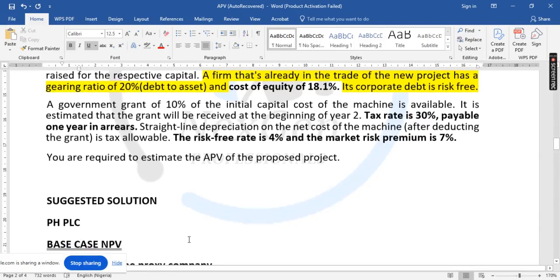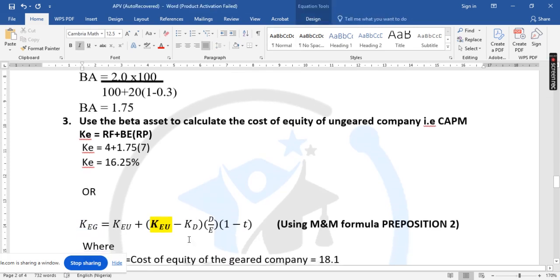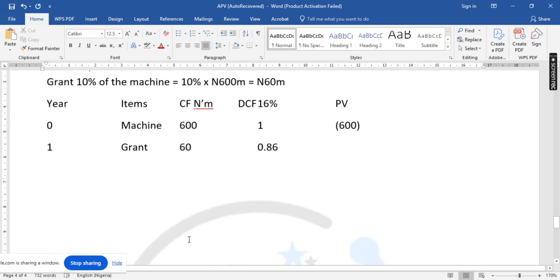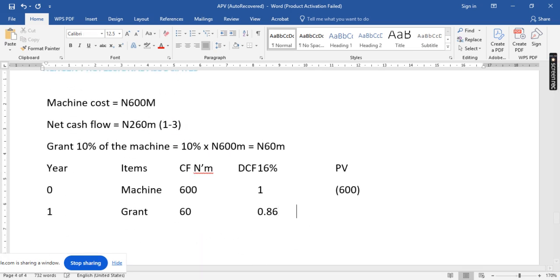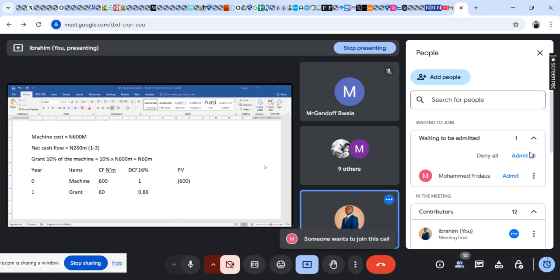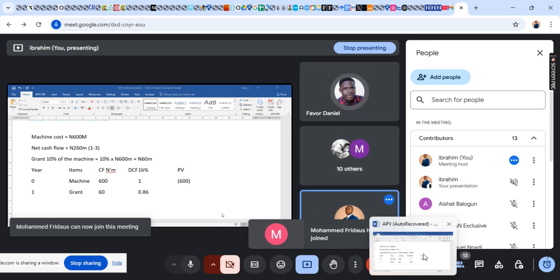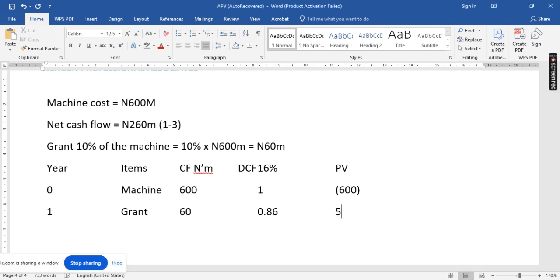So the grant, so what is the DCF? We already know the DCF here. What is upcoming? The DCF. Okay. So multiply. What do you have? When you multiply, what do you have? 52. Did you approximate it? We've not been approximating. What did you have? 51.6. Okay.